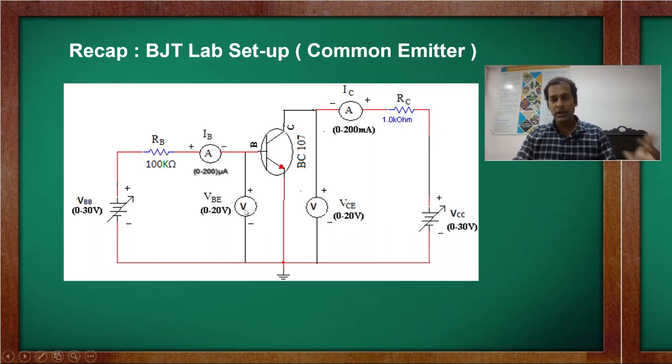Similarly, if you have to calculate the output characteristic, voltage will be in parallel at the output side and the ammeter will be in series at the output side. These two meters will calculate the currents, right? Apart from that, we may have the base resistance, collector resistance, or even emitter resistances.